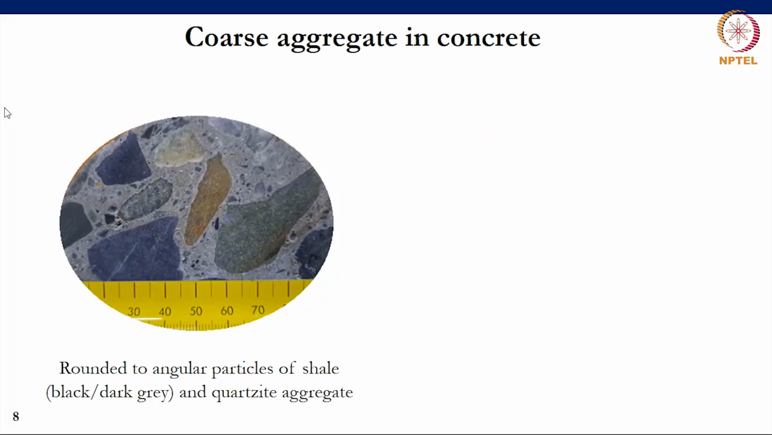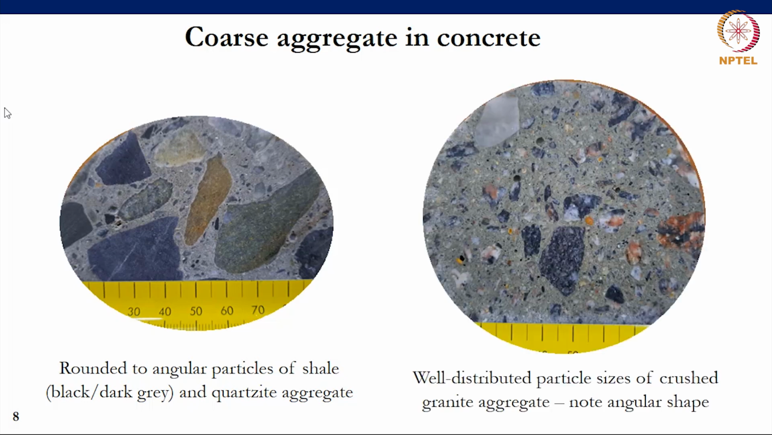Here's an example of a rounded to angular coarse aggregate particle. It happens to be a mixture of shale, which is the dark areas, the dark gray to black aggregate particles, in a mixture with quartzite, which are the lighter colored particles. And again, the particle shape is a lot more pleasant than the earlier flaky quartzite that I showed you. Here the corners are a lot more rounded.